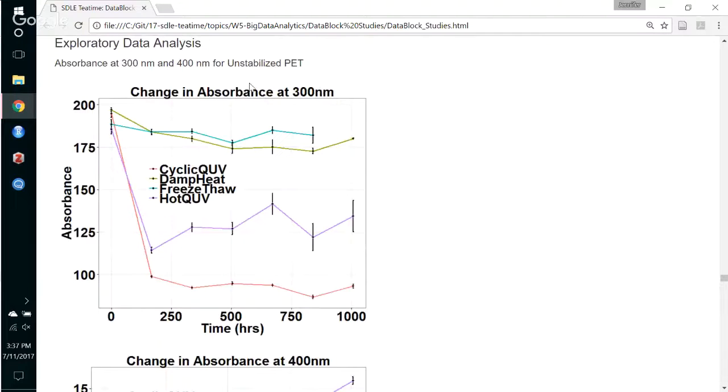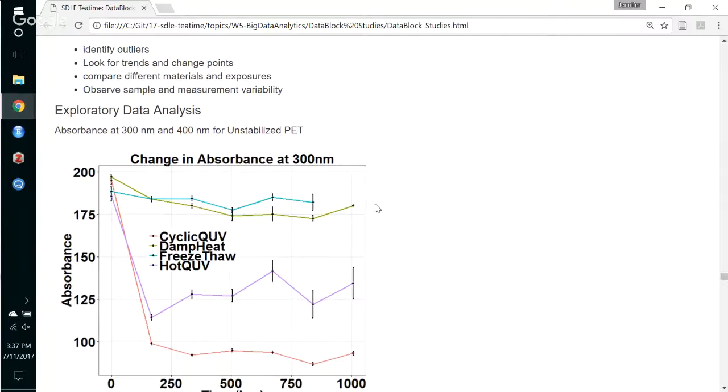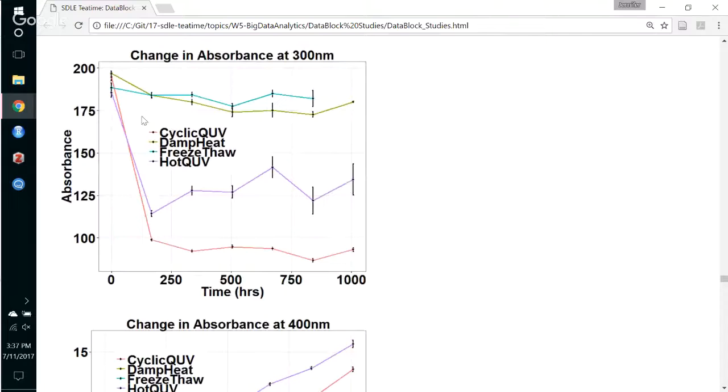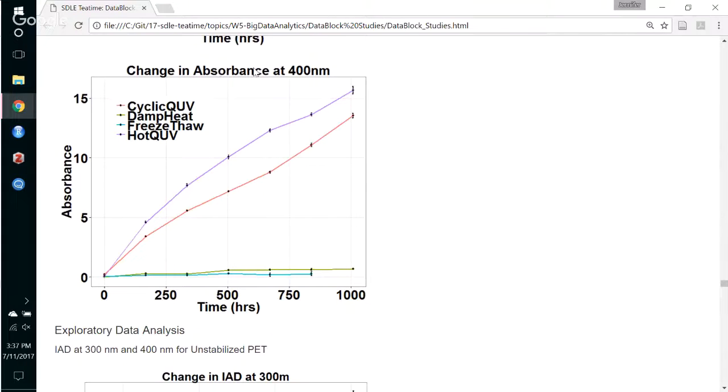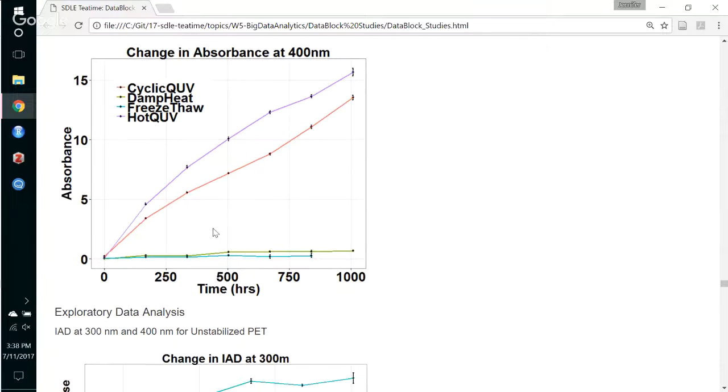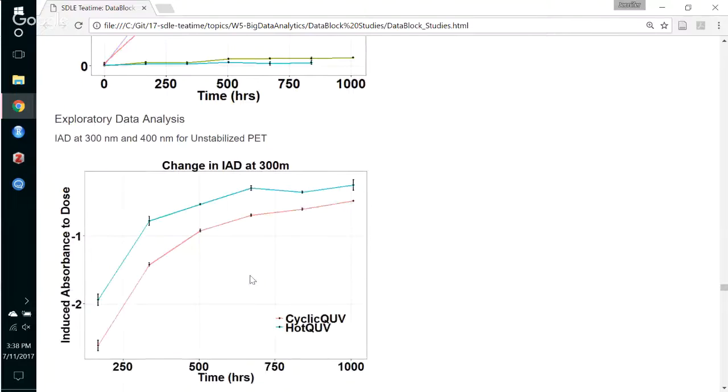So here he's looking at the change in the absorbance at a particular wavelength across the different exposure types. And so here's a good example of a change point. He's got a very high change in absorbance at the beginning, and then those don't seem to change very much after the initial time step. Whereas for the absorbance at 400 nanometers, again, the exposure to UV appears to be what's driving those changes, as opposed to the damp heat and freeze thaw, which have little to no change.